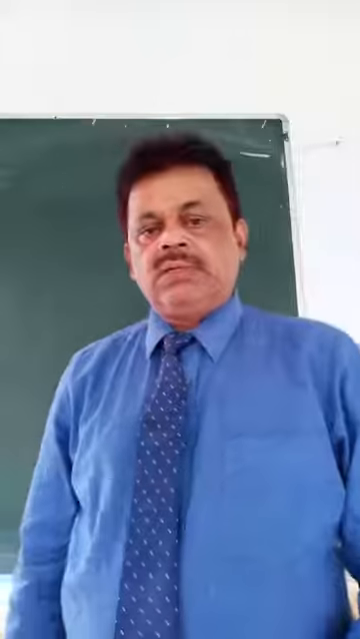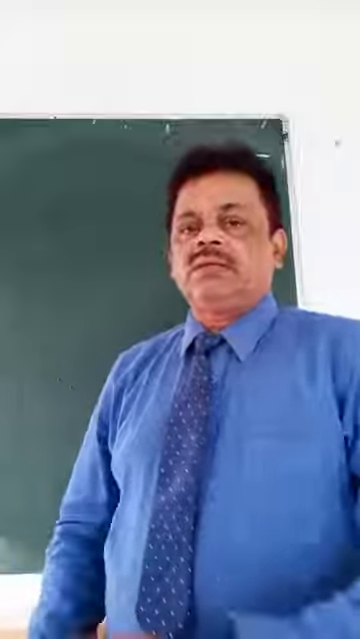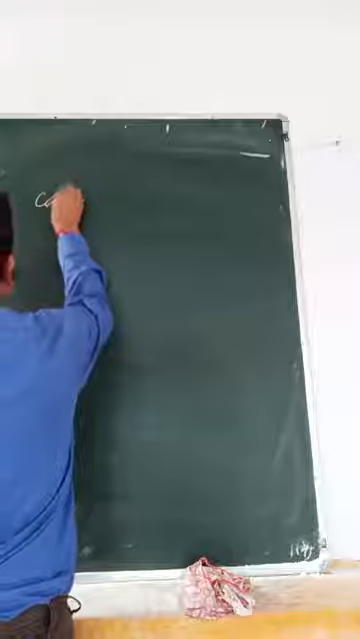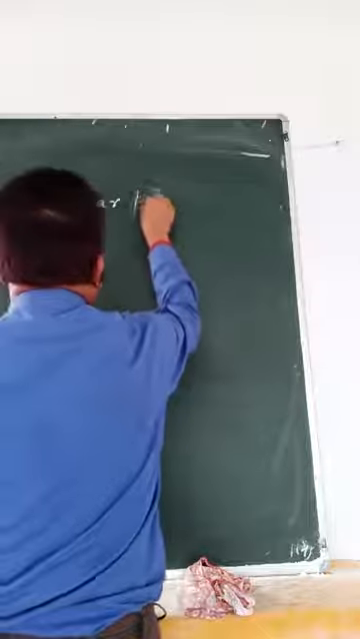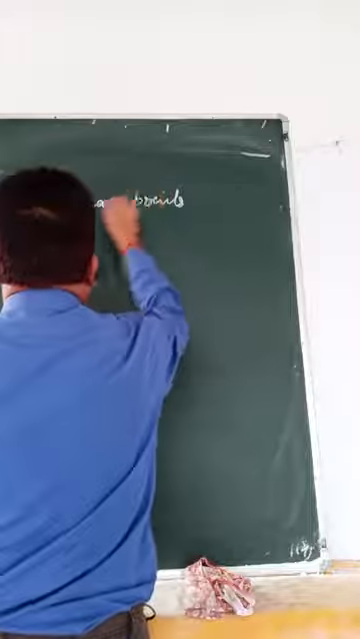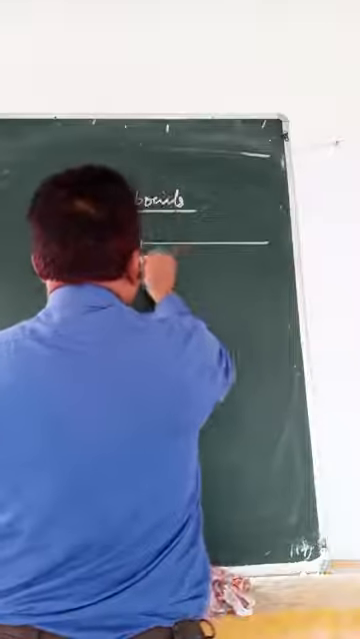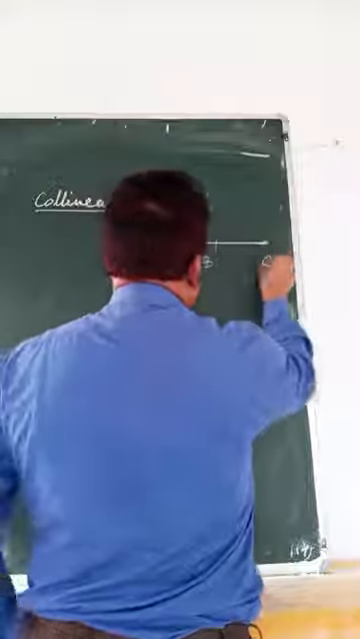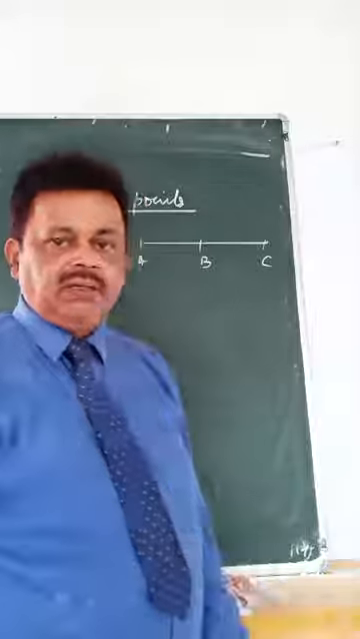So we will continue with coordinate geometry. Today we will study about the collinear points. Collinear points. Collinear, try to understand the meaning: three points are said to be collinear if they remain on the same straight line.